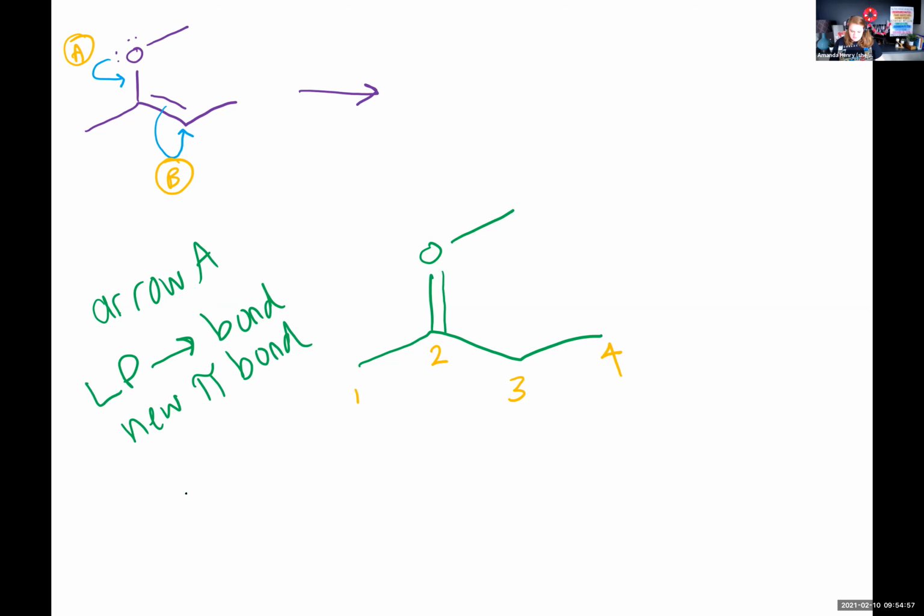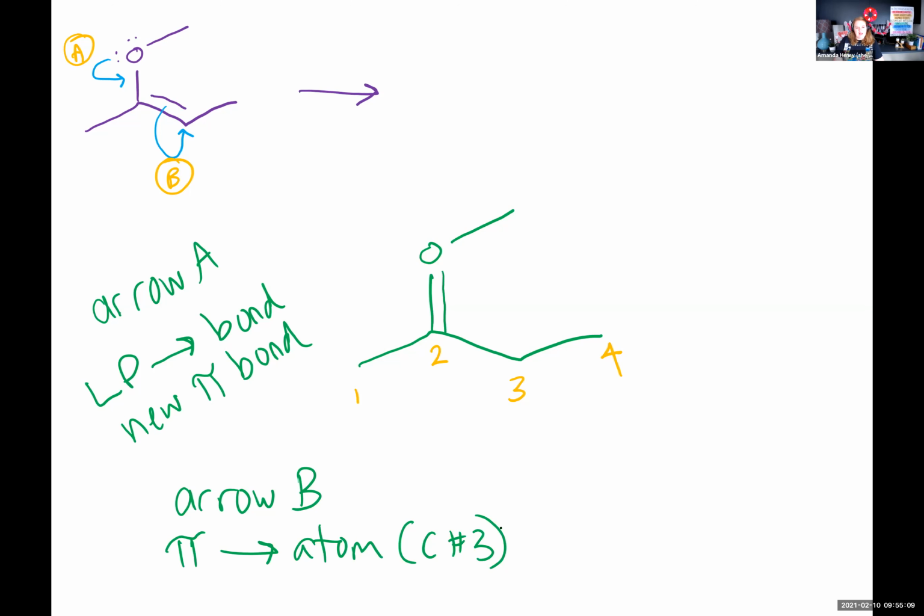What about arrow B? Arrow B starts at a pi bond and it's ending at an atom. It's ending at carbon number 3. How are we going to show that in our structure? Is it going to become a lone pair? It is going to become a lone pair. So, a new lone pair.